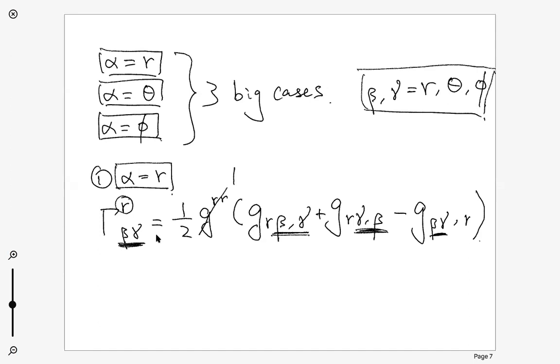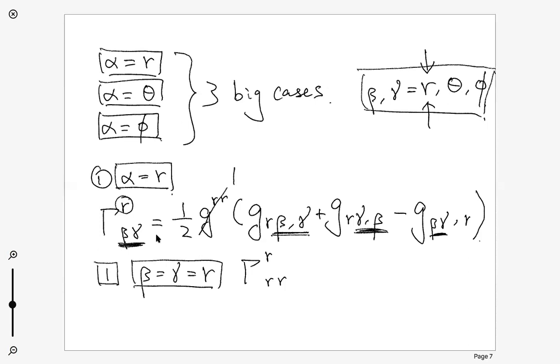The first case, okay, the first possibility should be both beta and gamma is r, right? Now we are looking at when beta is equal to r and gamma is also equal to r. This means that we are looking at the Christoffel symbol R components. Okay, does it make sense?